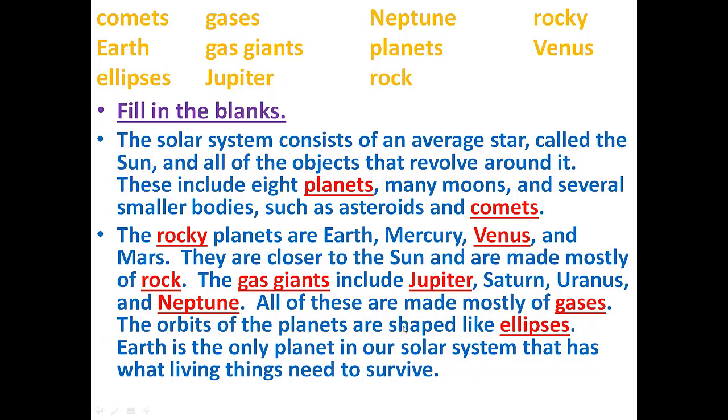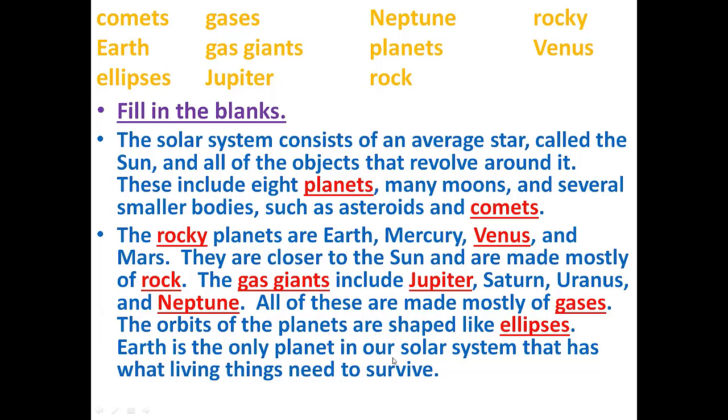The orbits of the planets are shaped like ellipses. We studied how the scientist Johannes Kepler stated that the orbits of the planets are not circular but flattened circles. They are elliptical in shape. So according to Kepler, the orbits of the planets are shaped like ellipses. So the answer is ellipses here.